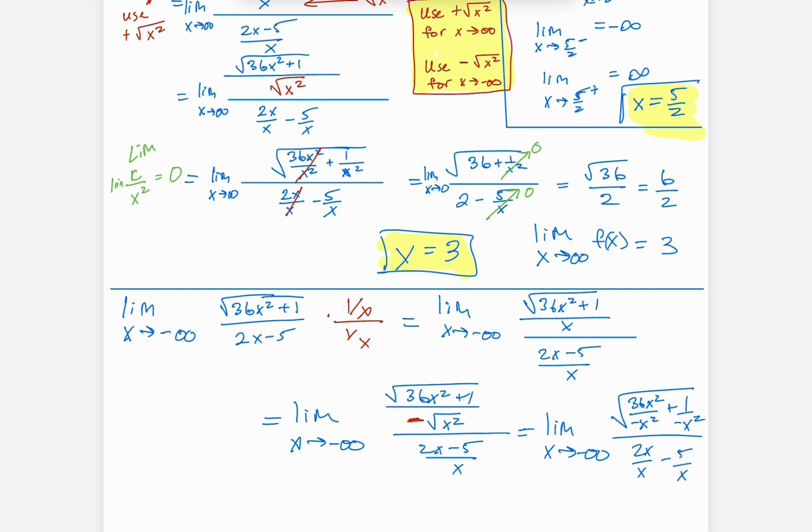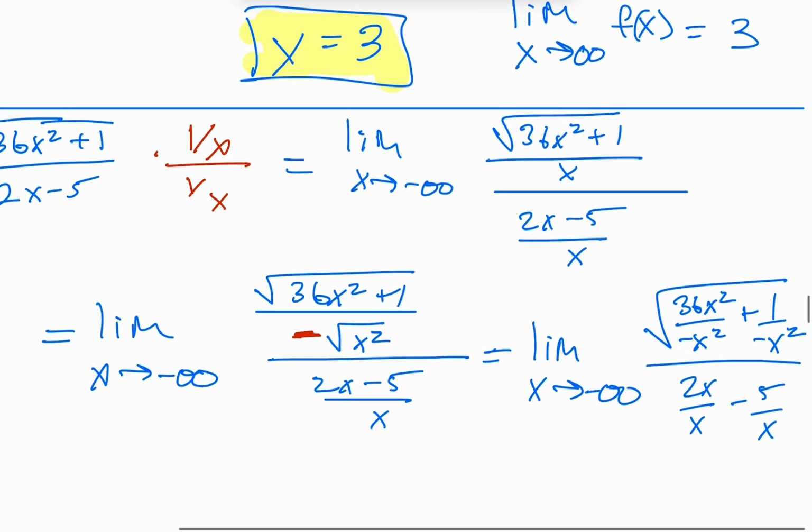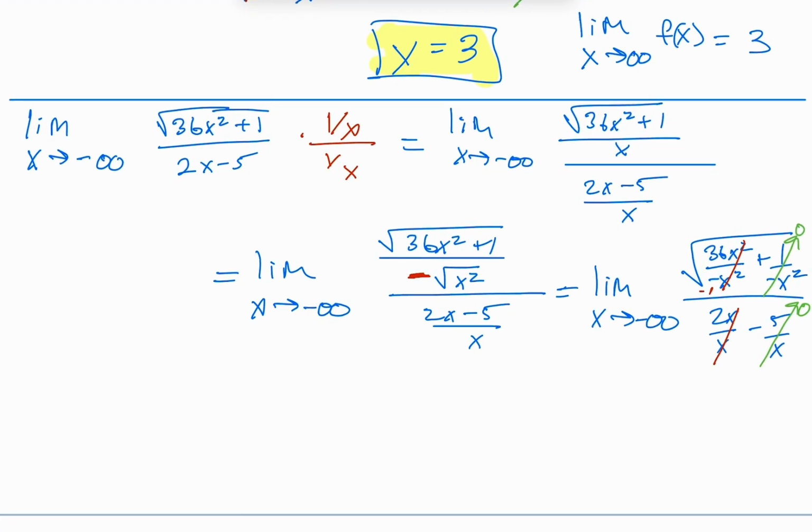So I have some things that reduce. My x squareds will reduce, but I still have a negative there. So it's a negative 1 now. And the x's reduce. So I just have a 2 now. And when I take the limit, this goes to 0, and this goes to 0. Which gives me the limit as x approaches negative infinity of the square root of 36 divided by negative 1.